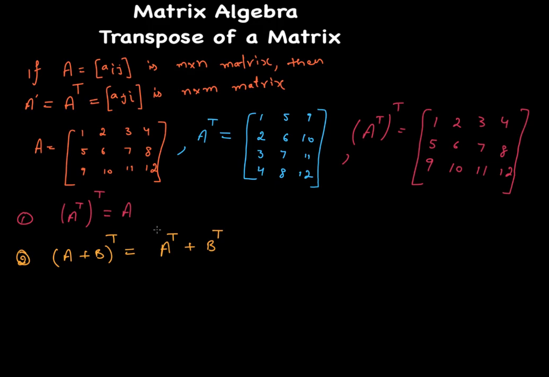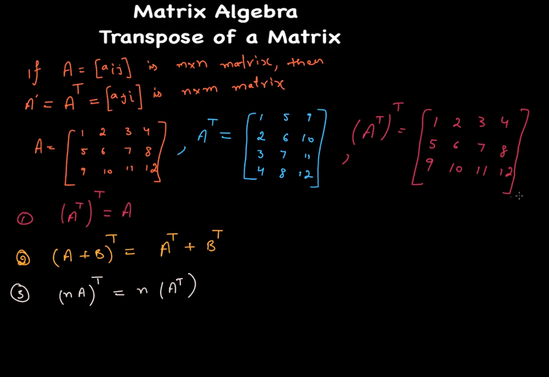Okay, and the third one is, if A is a matrix and n is a scalar, then n multiplied by matrix A, when we take the transpose, can be written as the scalar n times A^T. So the transpose does not affect the scalar.